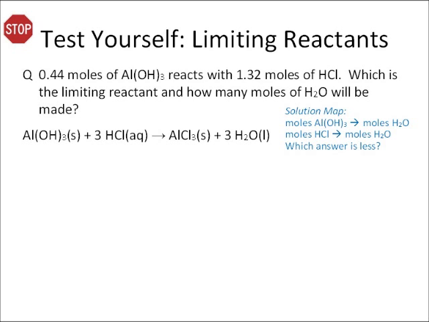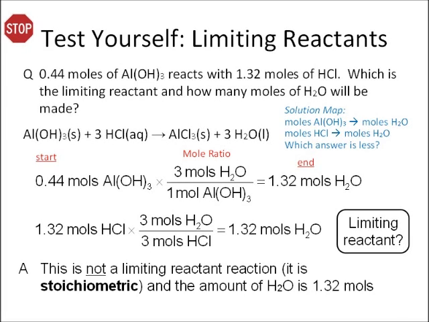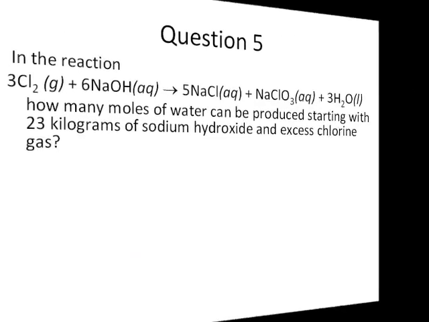So we're going to start with the moles of each reactant and go to moles of product. You see that the amount of product that's made from each reactant is the same. That means that these are given in a stoichiometric amount, and there is no limiting reactant in this example. So let's do another question.